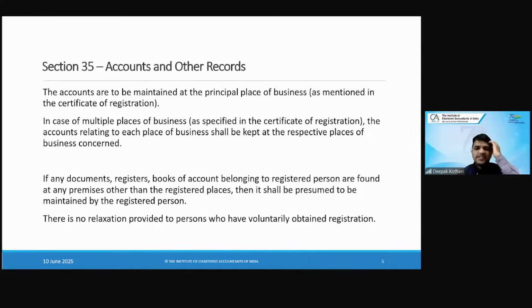Correct. So if I mistakenly kept it there, what do you mean by mistakenly? If you're doing any sale, can you say you have done it mistakenly? No. Similarly, if you have kept books of accounts completely over there, then you will have to prove that it is by mistake. If you cannot prove, then the officer will assume that that is your additional place of business.